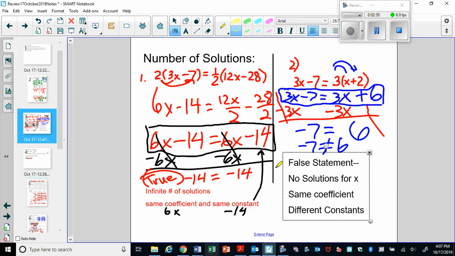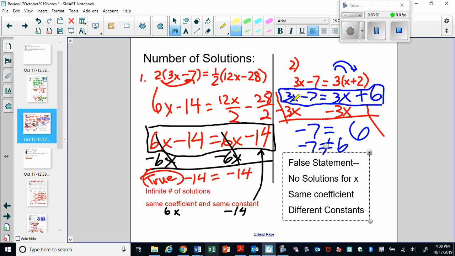Okay, next page. This is when we talk about whether we have true or false statements. True statements have the same coefficient and the same constant, after you do your distribution or your simplifying. And you have a false statement, no solutions for x, if you have the same coefficient but different constants.